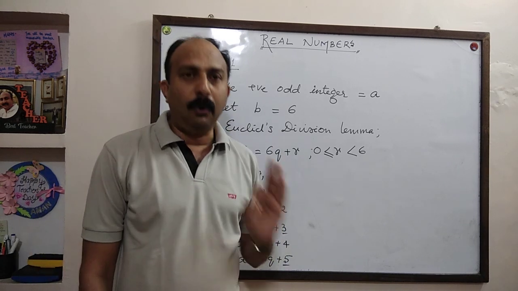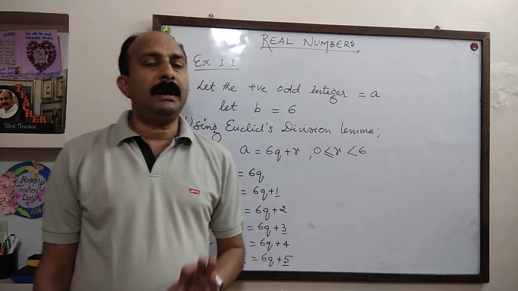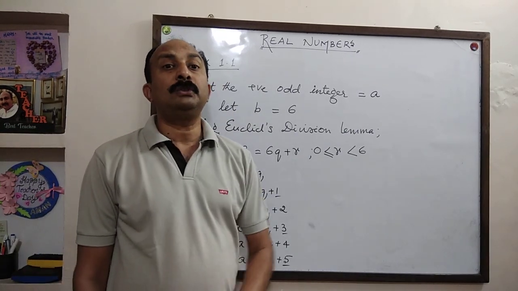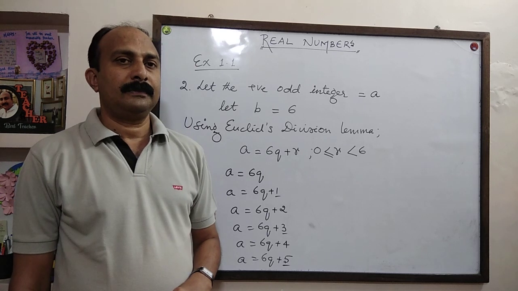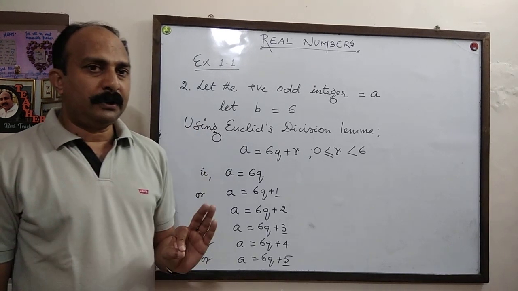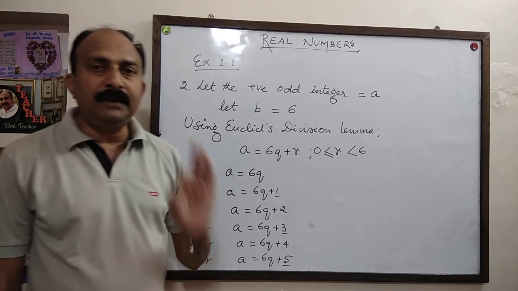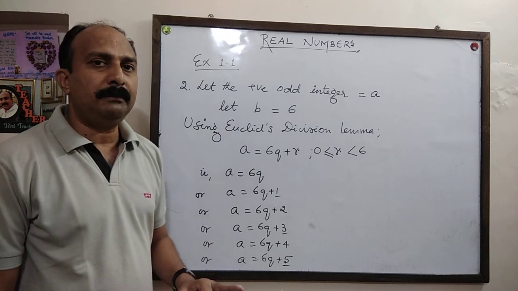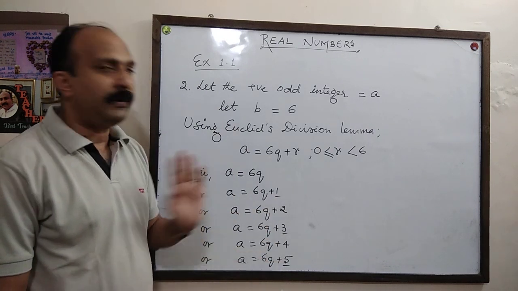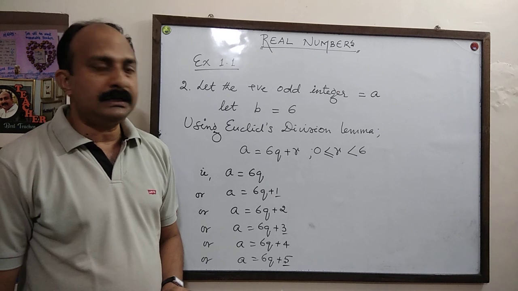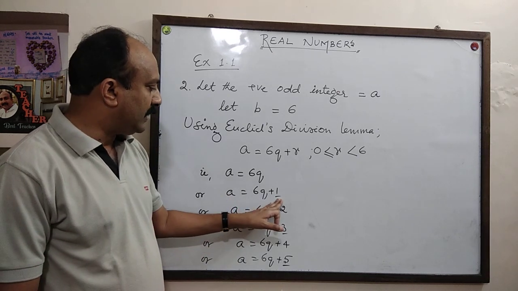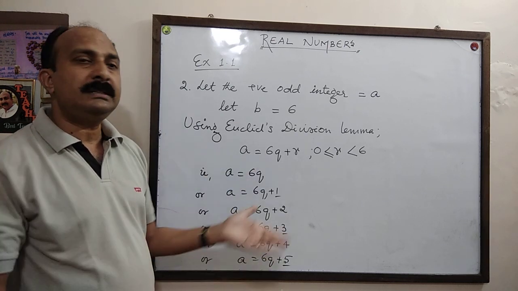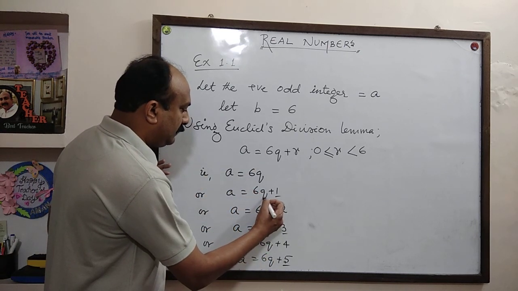What does it mean? When a positive odd integer is divided by an even integer, the remainder will always be odd. And which are the odd numbers here? 1, 3 and 5. So what are the possibilities? A is equal to 6q plus 1, or A is equal to 6q plus 3, or A is equal to 6q plus 5. So you have to write one statement here.